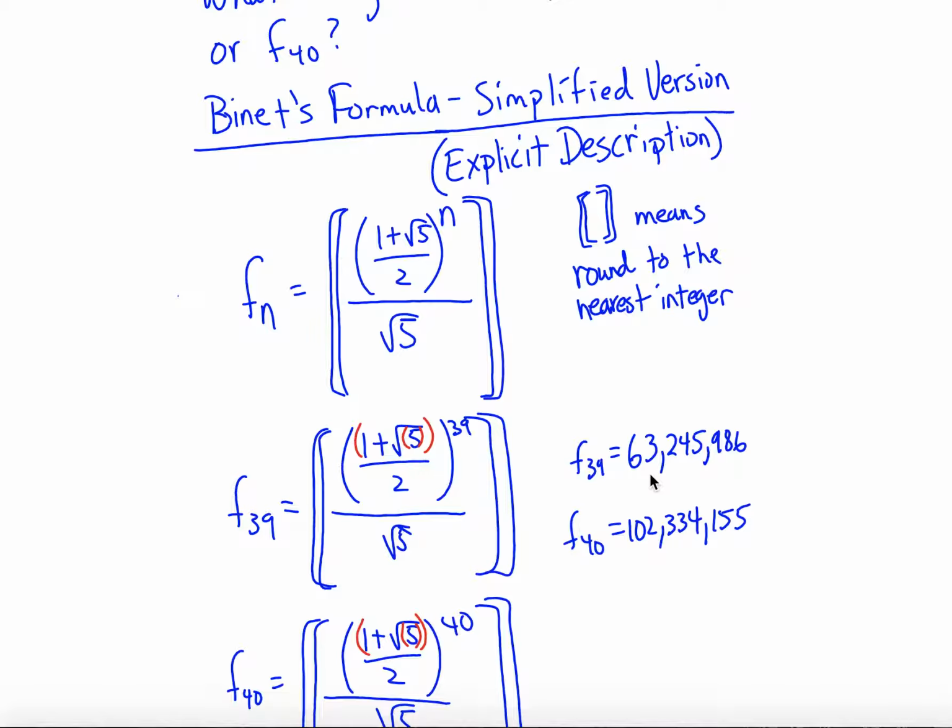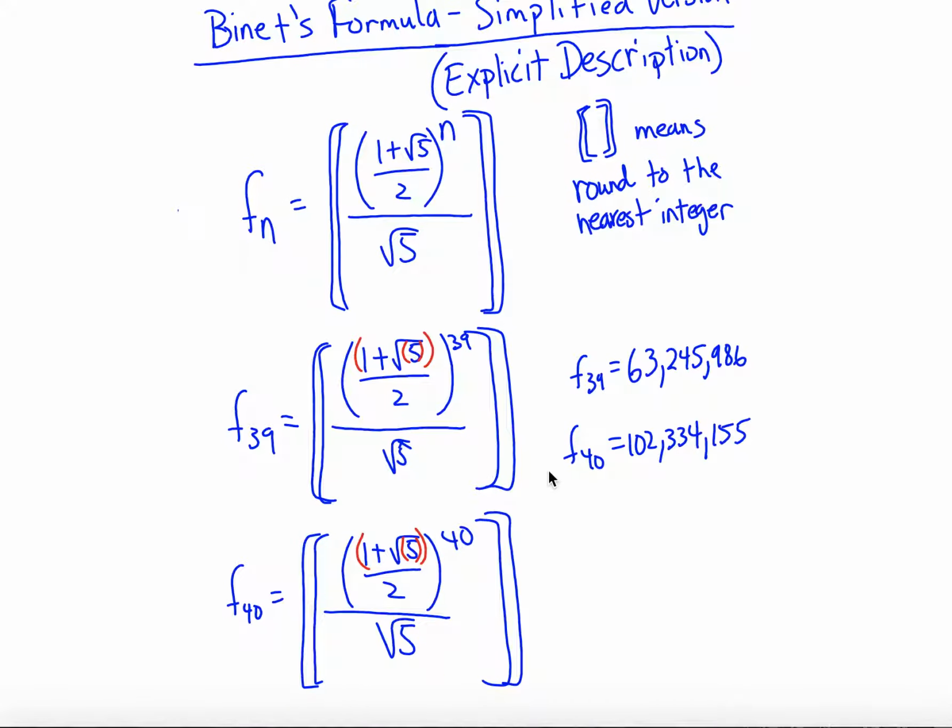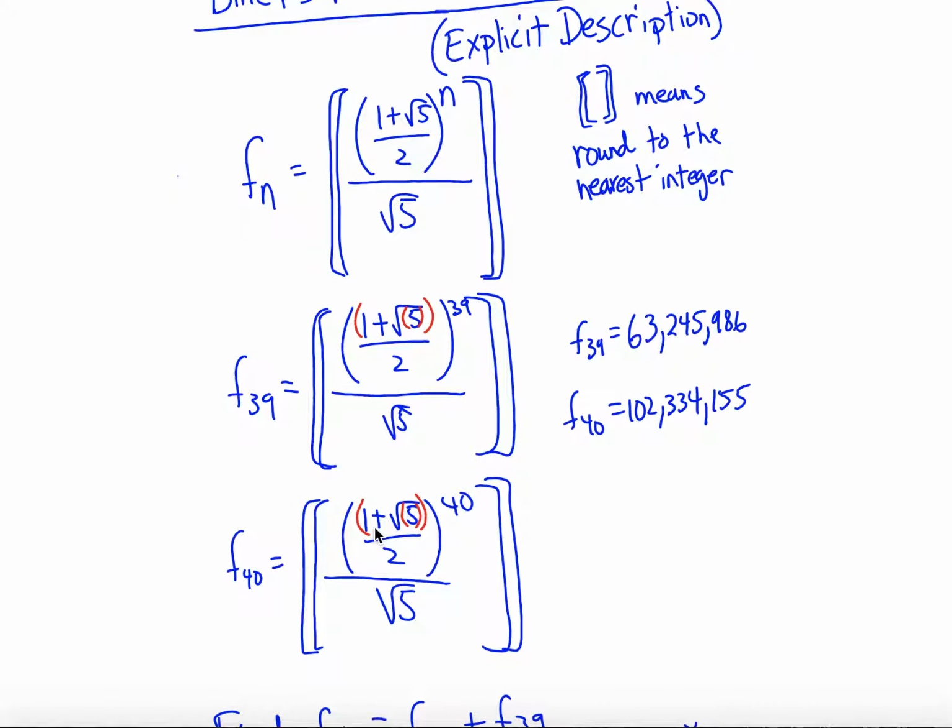And you get that it's 63,245,986. You would have gotten some decimal number, and you would have to then round it to the nearest integer. And the same thing with this one, 1 plus the square root of 5 over 2.